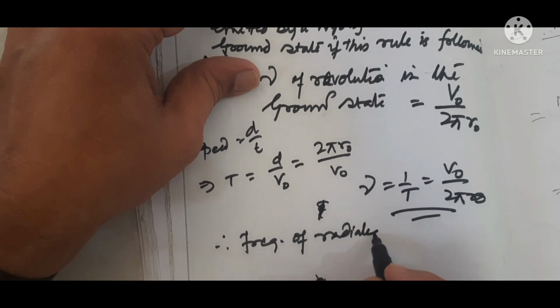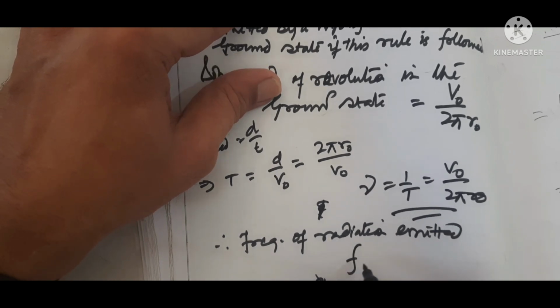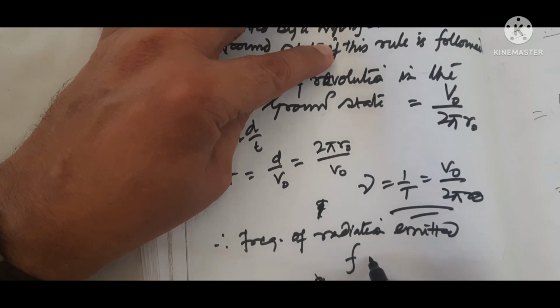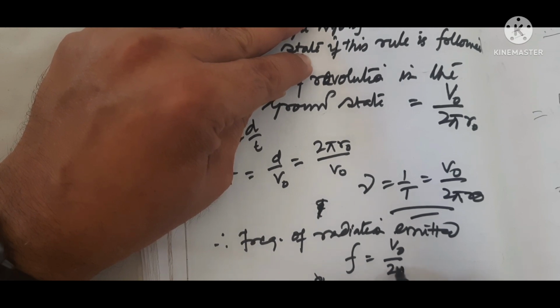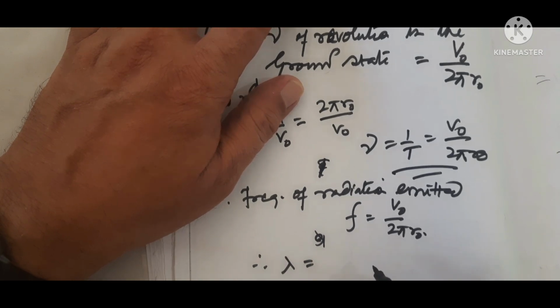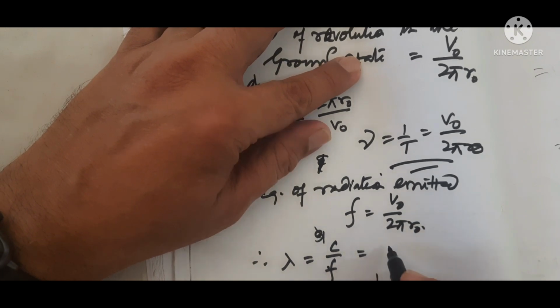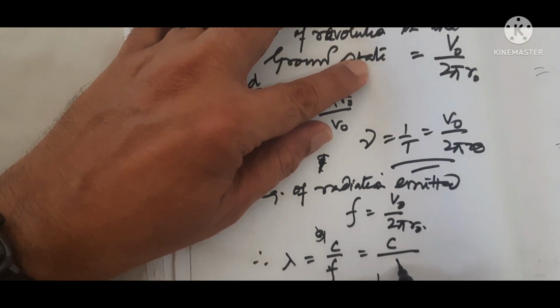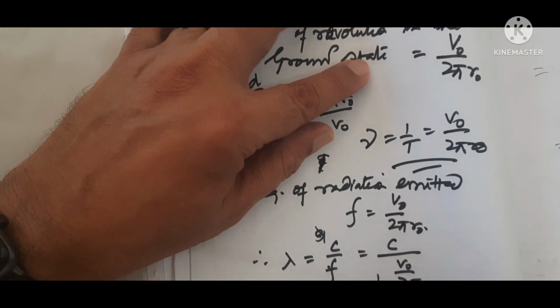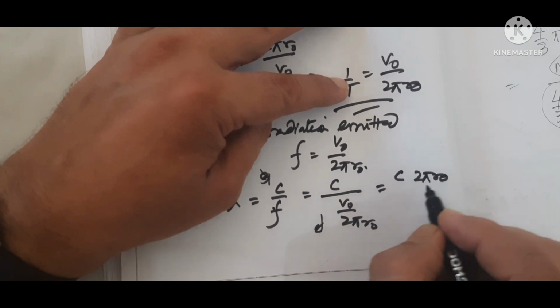So we can write therefore frequency of the radiation emitted, ये भी फ्रीक्वेंसी मान लेते हैं, रेडिएशन जो हो रहा है उसका फ्रीक्वेंसी f है, तो ये भी इसी के बराबर होगा according to Maxwell's theory, v naught by 2 pi r naught. So therefore हम लोग लैम्डा हमको निकालना है वेवलेंथ, lambda is equal to c by f, so c by v naught by 2 pi r naught, that comes out to be c into 2 pi r naught by v naught.